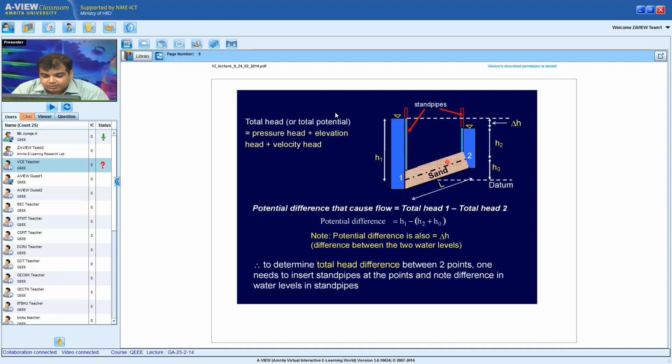Let's now go to the next slide. The next slide shows the potential difference, or the total head difference. The total head difference between 1 and 2 is the thing which causes flow. So the total head at 1 is H1, correct? And the total head at 2 equals H2 plus H0.